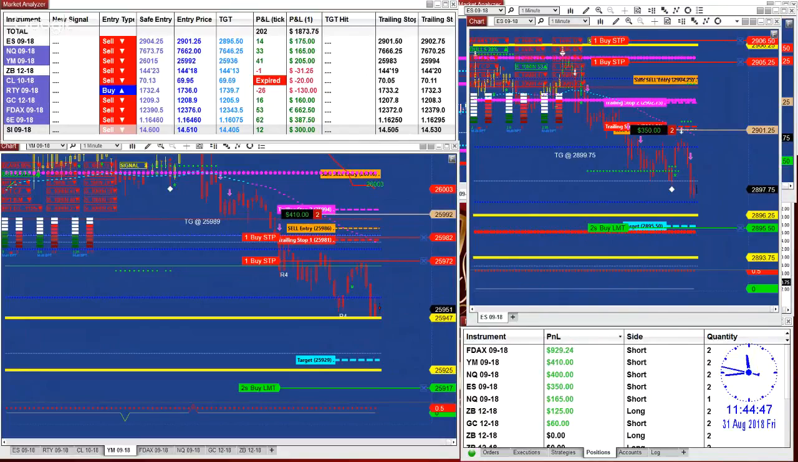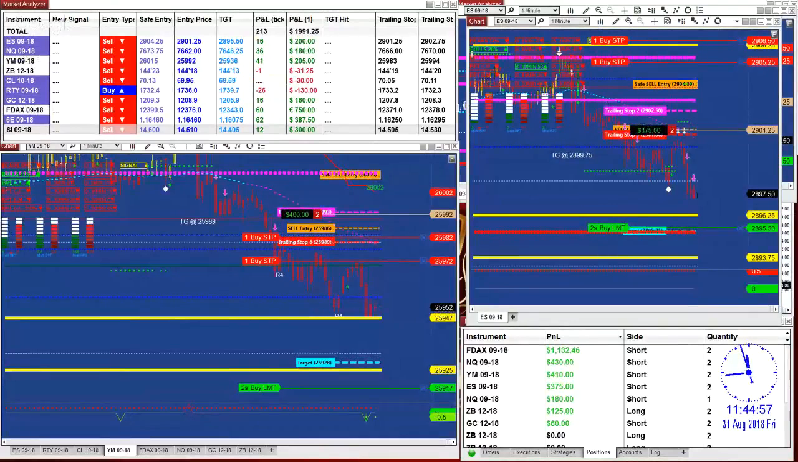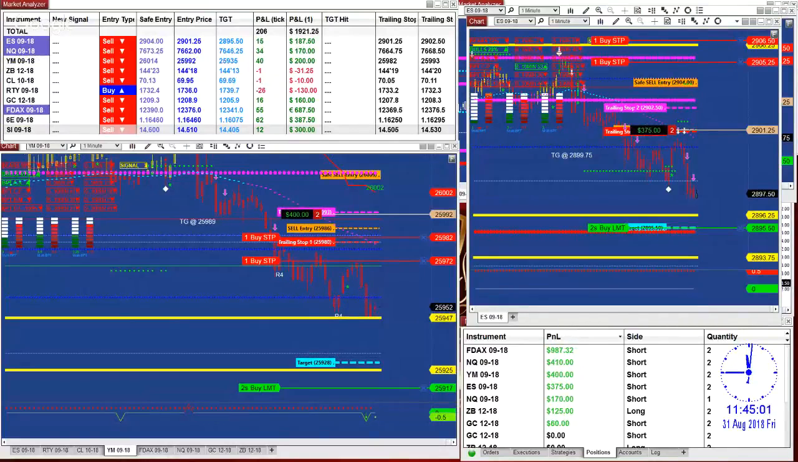Let me see. Are we done here? Let me see something here. Oh, there we go. You know, you can mark all the targets, and we are about to hit the targets.